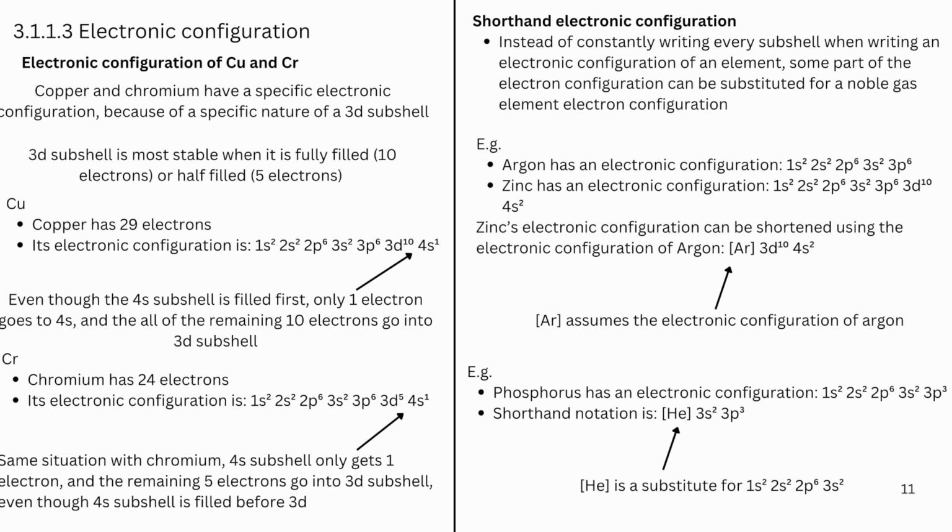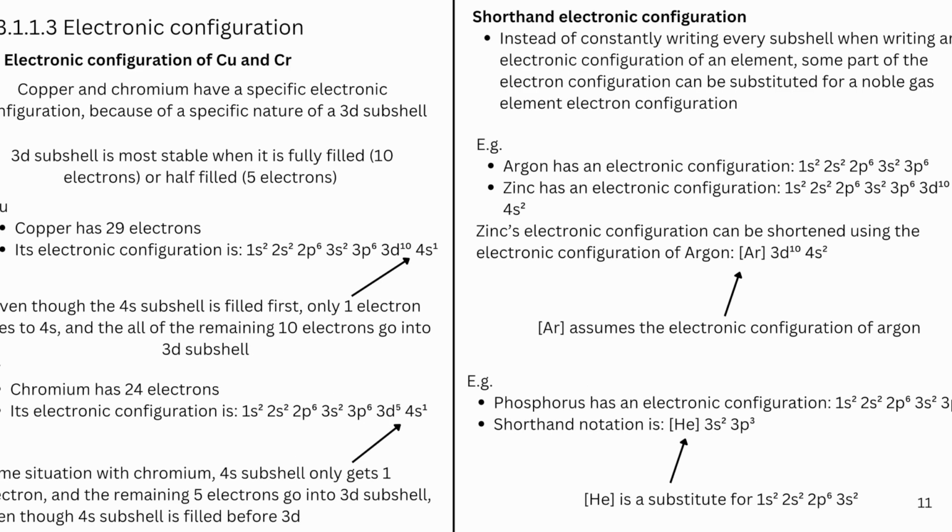The good thing is that there are only two exceptions, copper and chromium, and other atoms follow the pattern I described earlier. You might have noticed that writing a full electronic configuration of an element takes a lot of time, and so in order to not write every subshell over and over again, chemists invented a shorthand electronic configuration. In its essence, shorthand electronic configuration works by taking a full electronic configuration of an element and replacing a part of it with an electronic configuration of a noble gas.